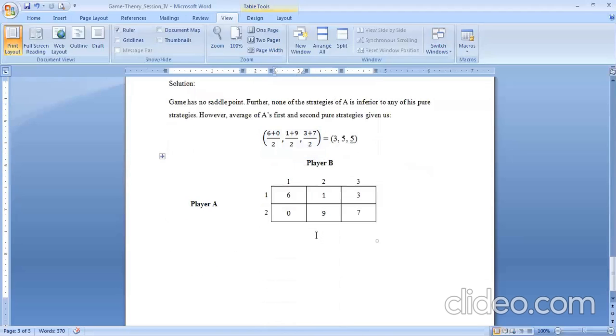So here in the reduced matrix, the third row has been eliminated. Then again we can make the comparison. 6 is greater than 0, but 1 is less than 9. So no comparison between 1 and 2. Then let us move to the column wise. 6 is greater than 1, but 0 is less than 9. 6 is greater than 3, but 0 is less than 7. 1 is less than 3. 9 is again greater than 7.